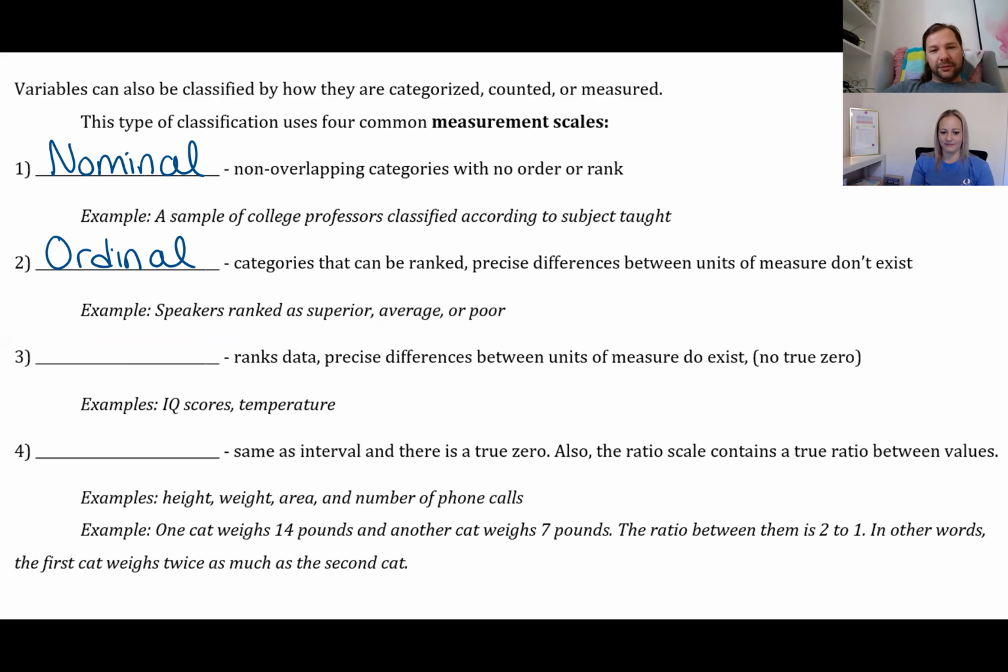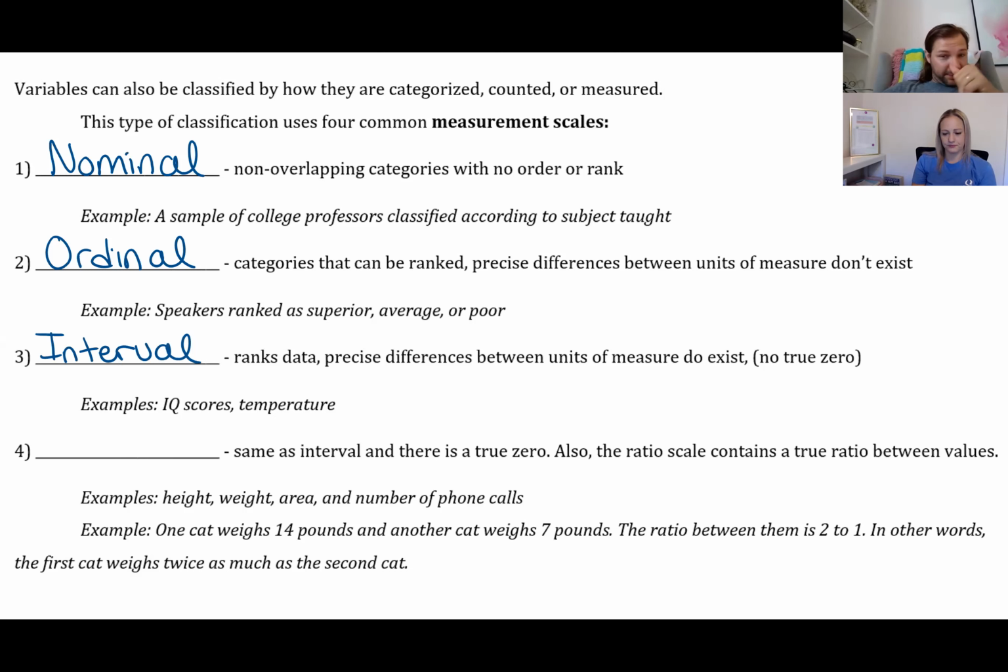Okay, so then another category is ordinal. So the categories are ranked. Precise differences between units of measure don't exist. And so this would be like you watch a presentation and the speakers are ranked as superior, average, or poor. You can't really measure the differences because some people might watch the same presentation and rank it as superior, whereas other ones would rank it as average.